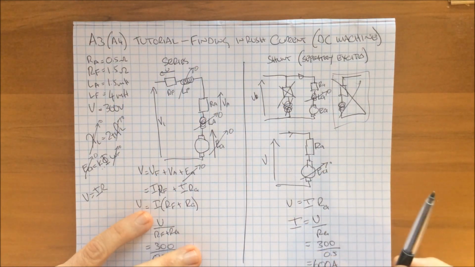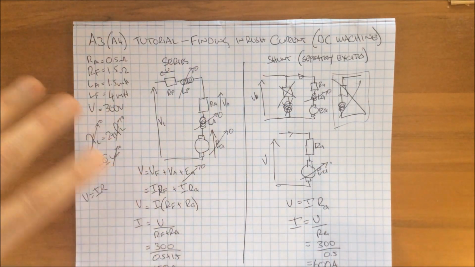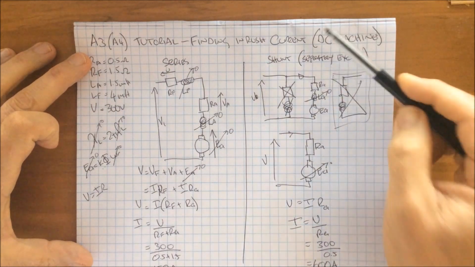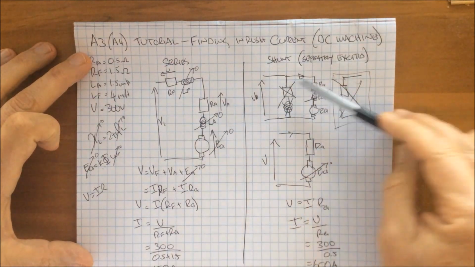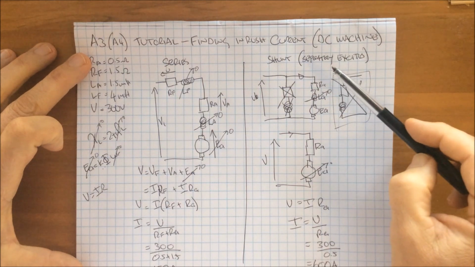Okay, so what we've done is we've gone through here and we've looked at how to find the inrush current into a couple of configurations of a DC machine.